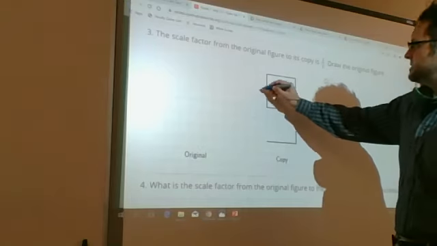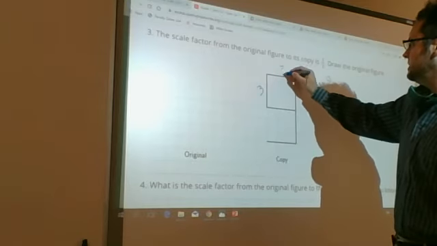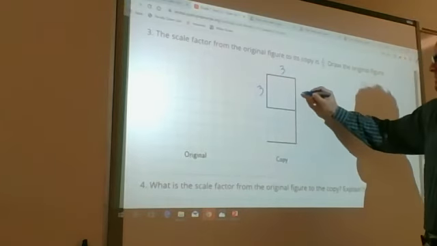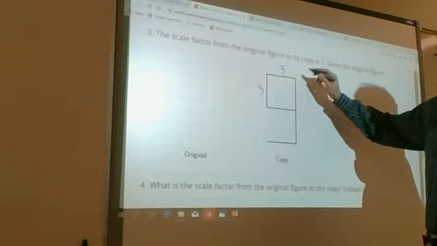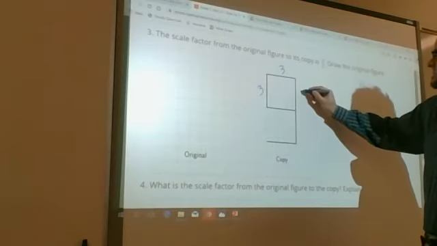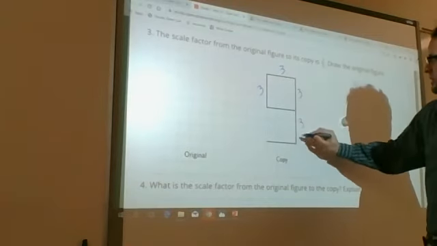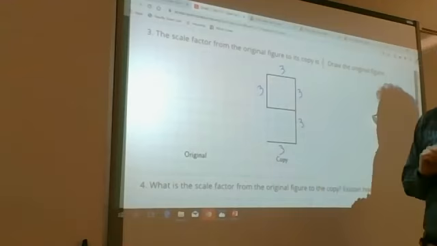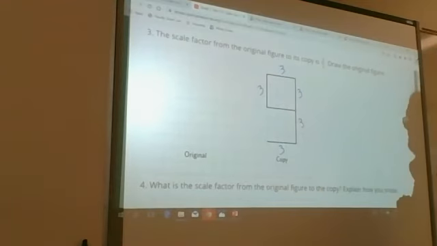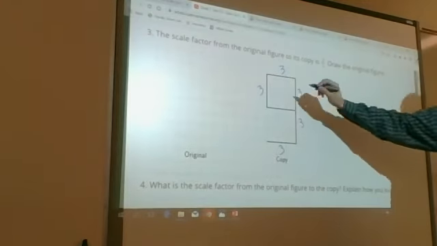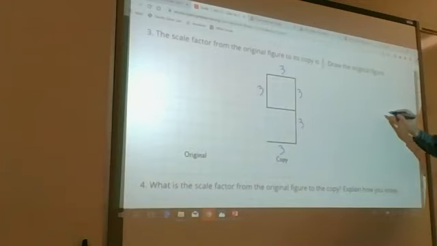First, let's get our measurements. This is 3, this is 3. Here to here is 6, but we want to do segments to make sure it matches. So 3, 3, and 3. It's all 3s. But this is the copy, remember? Which means we got to write the equals numbers first.